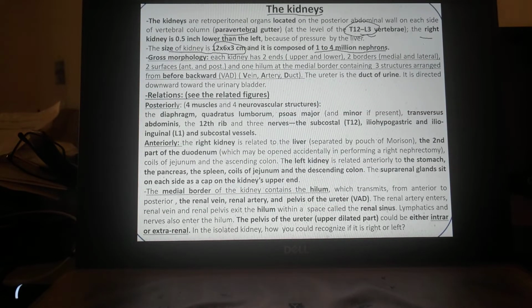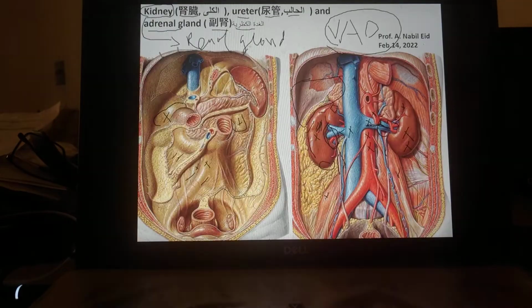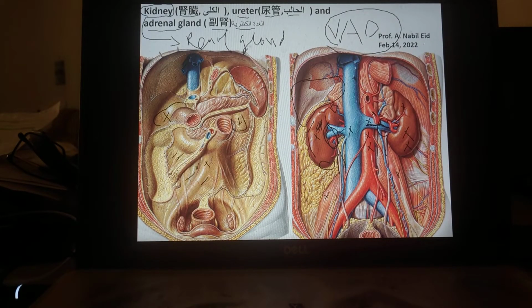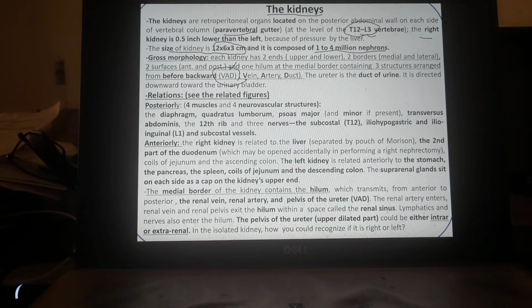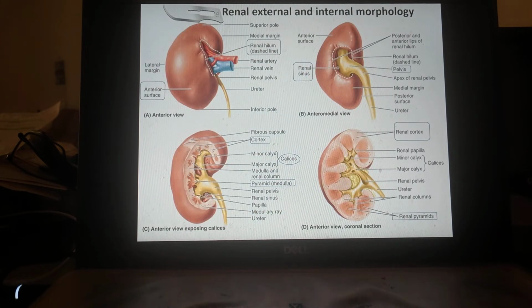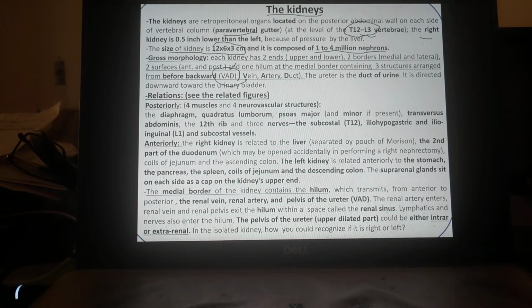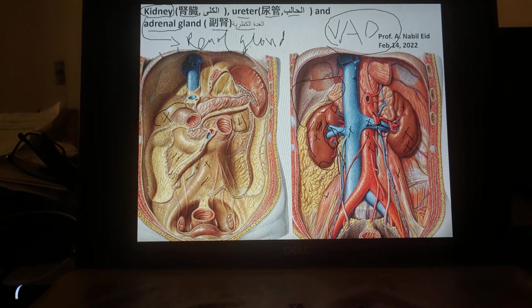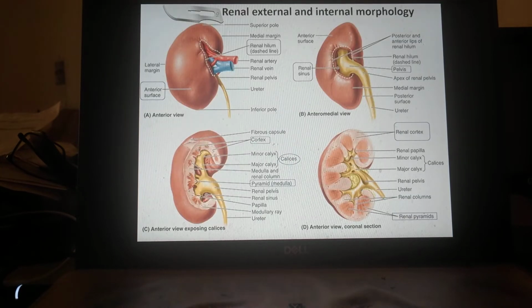If we go here, relations of the kidney. So here is again the vat, as I mentioned before. The relationship of the kidney is important because the kidney, of course, has anterior relations and posterior relations. Before we go to the relations, I would like to mention something.